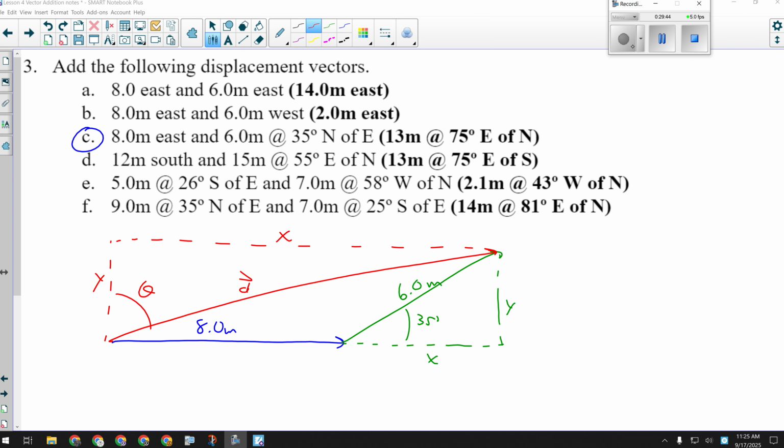So for our first line, the blue line, obviously there's no Y component. It simply goes 8.0 meters east. It does not go north or south. Then we've got the green triangle. X is adjacent, so X will be the cos of 35 degrees, and we'll be multiplying that by 6 meters, the hypotenuse of that triangle.